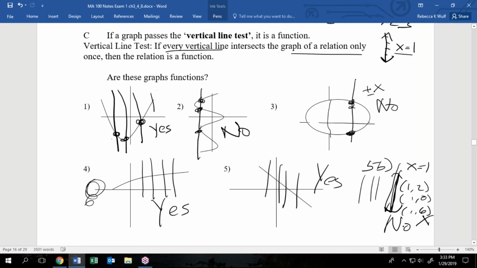All right, so those are my examples for is this relation a function and how that can be given in a variety of ways.